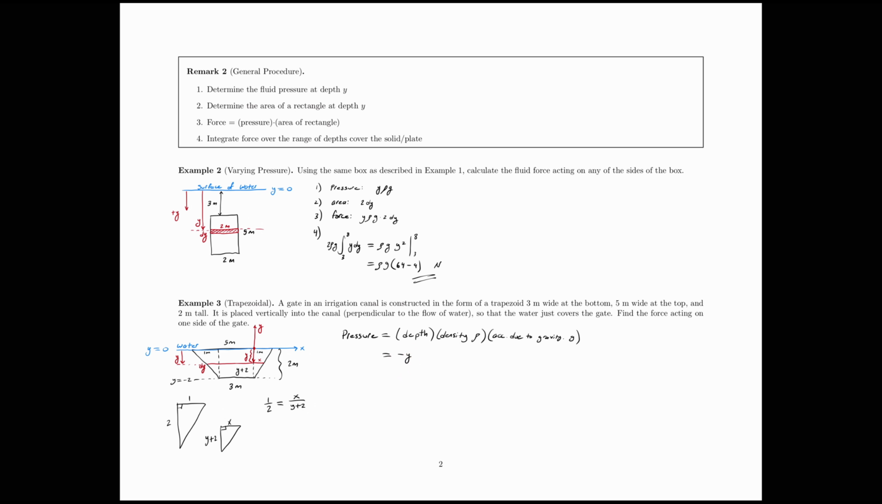So the depth is negative y, the density is rho, and the acceleration due to gravity is g. So the pressure is negative y rho g. The area, in this case, is just going to be the width times the height, but in all these fluid force problems, it's going to be dy every single time. So we really need to figure out the width, and that's usually the hardest part in any problem, figuring out that width.